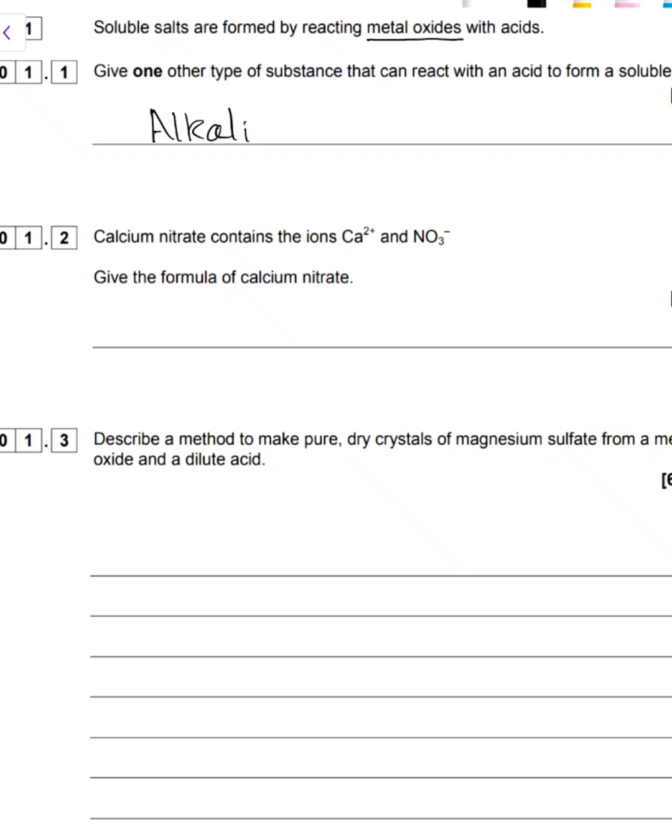Question 2, calcium nitrate ions contain calcium 2 plus and nitrate minus. Give the formula for the calcium nitrate. Quite a low demand question because they have told you the ion for nitrate. This actually is one of the ions you need to remember, but they've told you. This, of course, you can find in the periodic table because it's group 2, and so all group 2 metals form 2 plus ions. So we write our formula like this. This is perfectly acceptable. Might seem a bit strange at first.